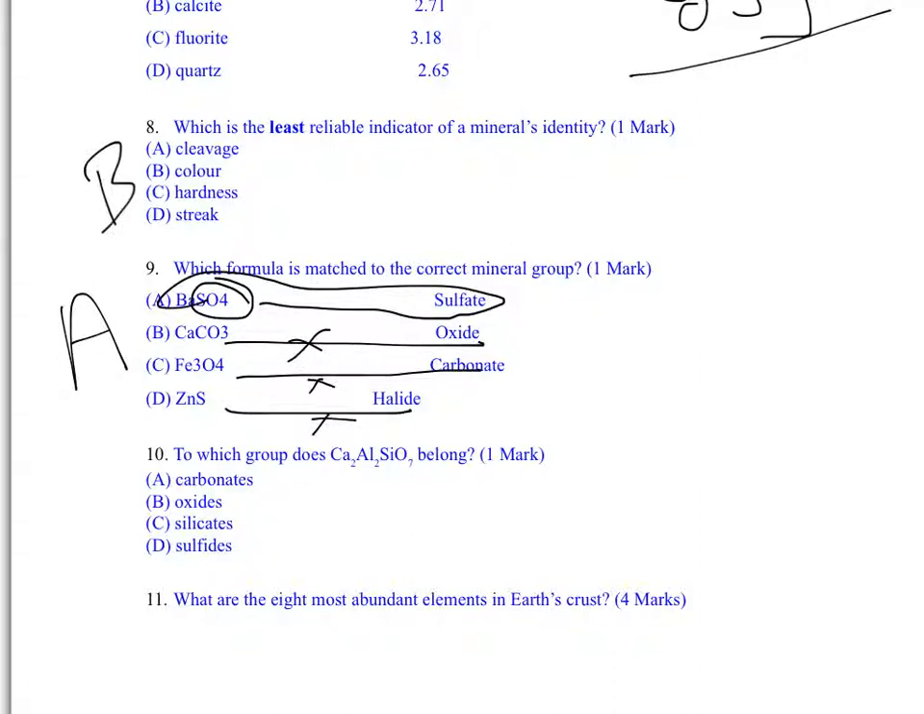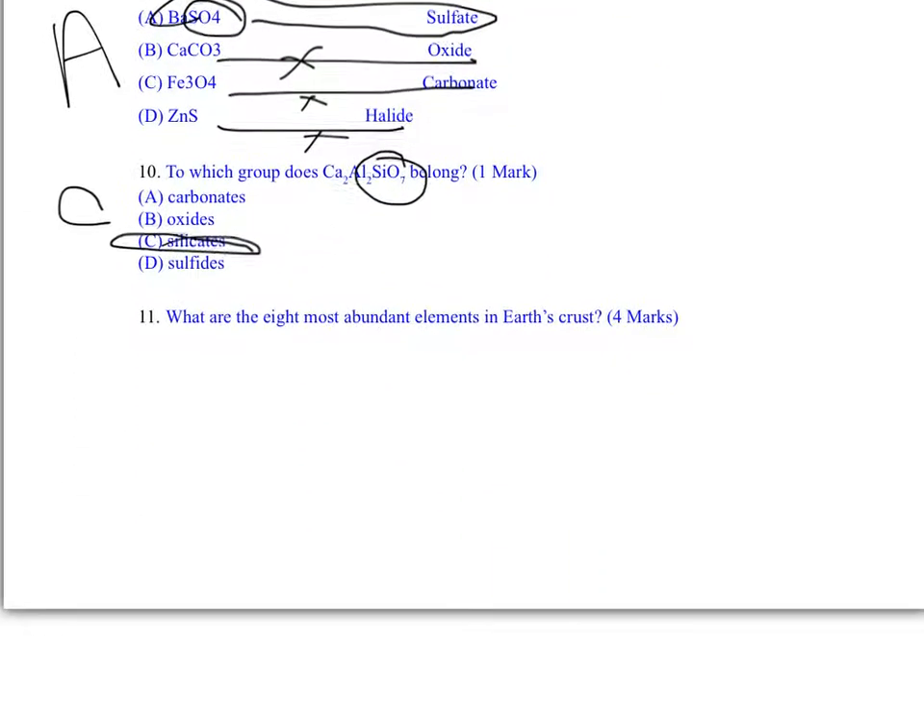To which group does Ca2Al2SiO7 belong? When I look at this, I see Si and O, so that tells me that that is a silicate mineral, so the answer is C. On to the next question.